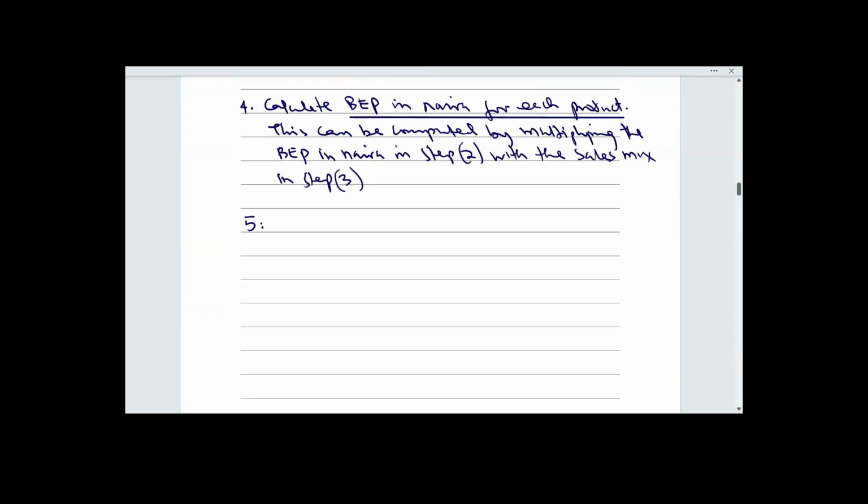Finally, step 5. Determine break-even points in units for each product. How do you do this? Very simple.